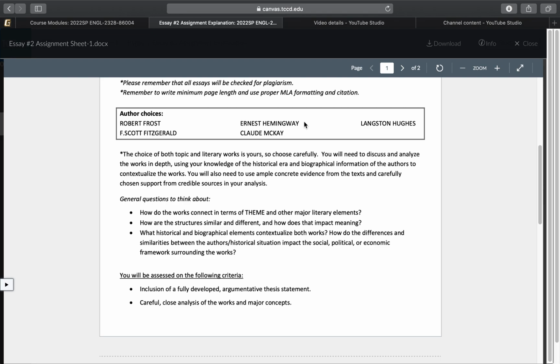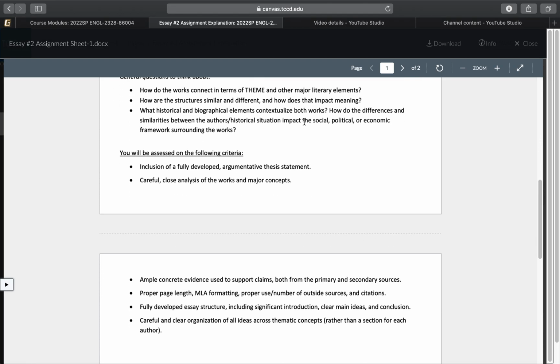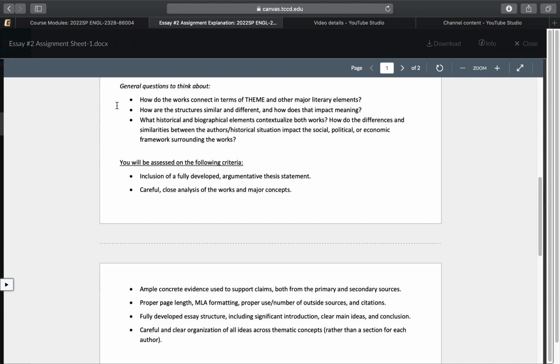So this is direct quotes from the texts, and then expand on those in your own words with your analysis. Some things to think about: How do they connect or not connect in terms of theme or other major literary elements? How are the works similar or different? And how does that impact meaning in terms of structure?